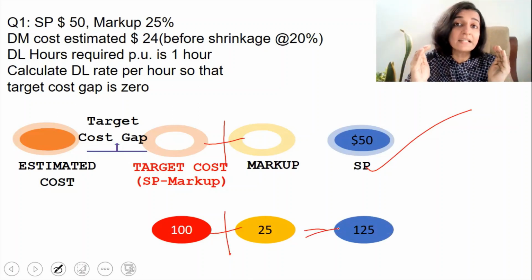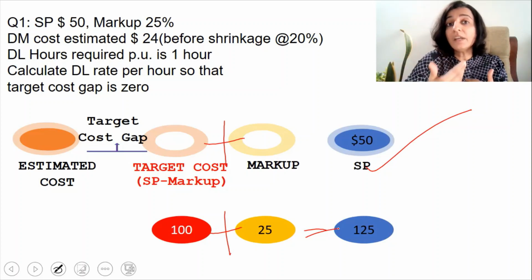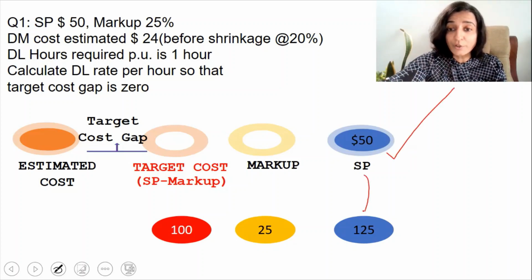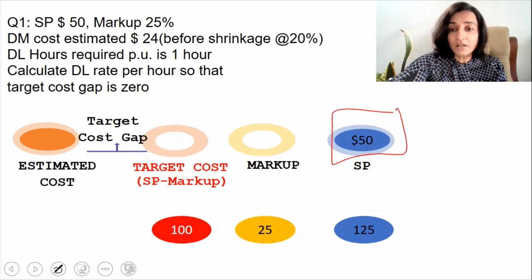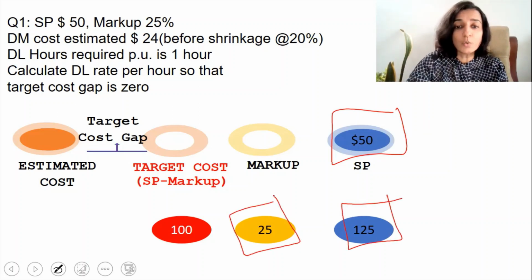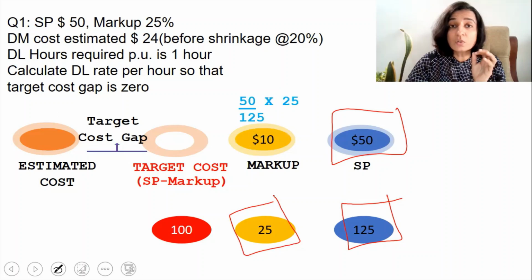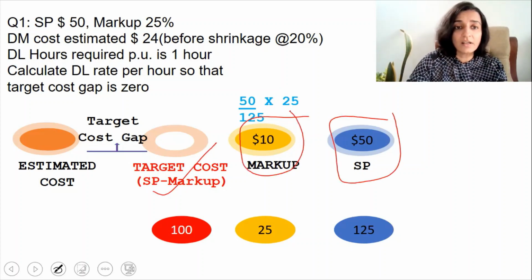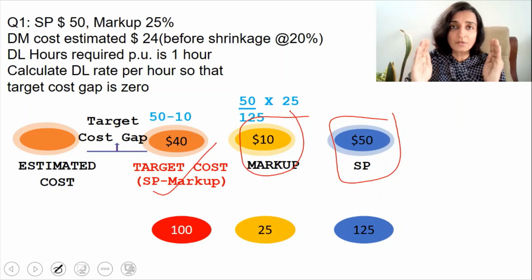So this is the mathematical relationship between the target cost, the markup, and the selling price if we assume that the target cost is $100. Now we will work out the missing figures. Now we know that selling price is equal to $50. Selling price is equal to 125%. So what is a markup? Markup is $50 divided by 125 into 25. So the markup amounts to $10. Now what is the target cost? Target cost is selling price minus markup, or it's $50 minus $10, giving an amount of $40. So that part is complete.